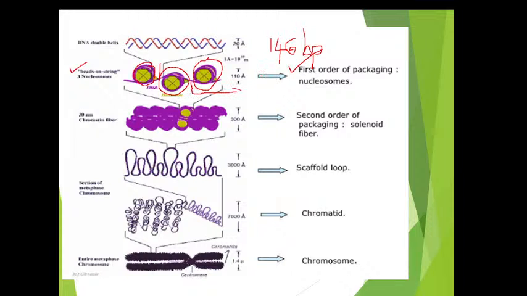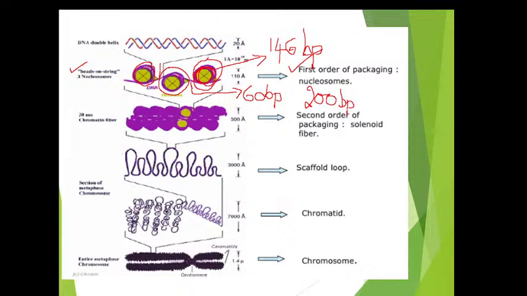The linker DNA will have 60 base pairs, and the DNA which is wound around this octamer will have 146 base pairs. So together the DNA of a core particle will form about 200 base pairs. Hope it's clear. So nucleosome is the first order of packing of DNA inside the cell. How? Nucleosome means DNA wound around an octamer.